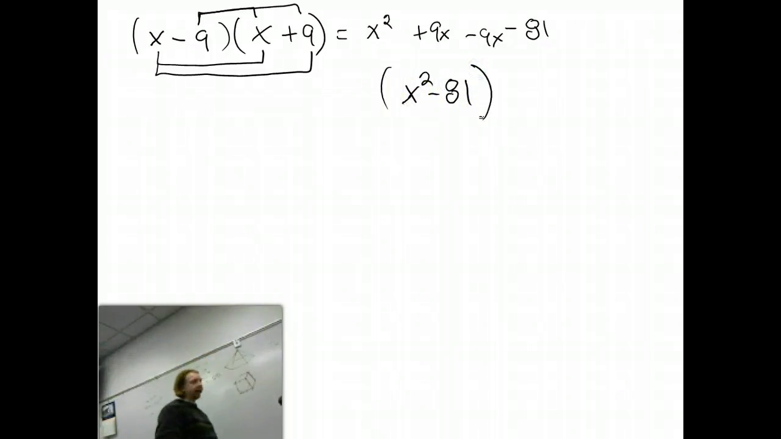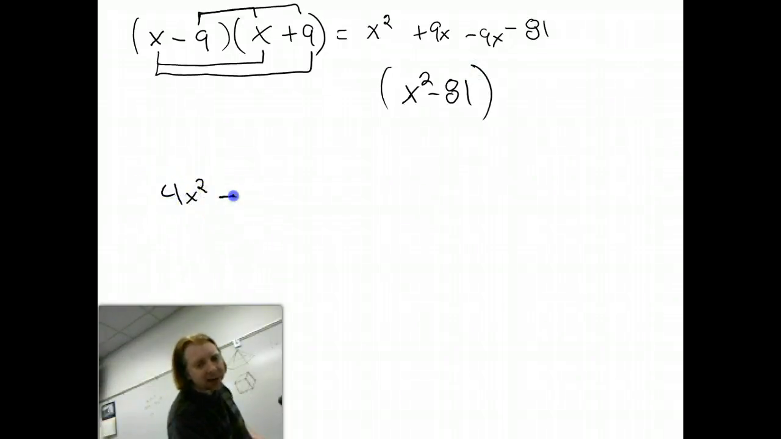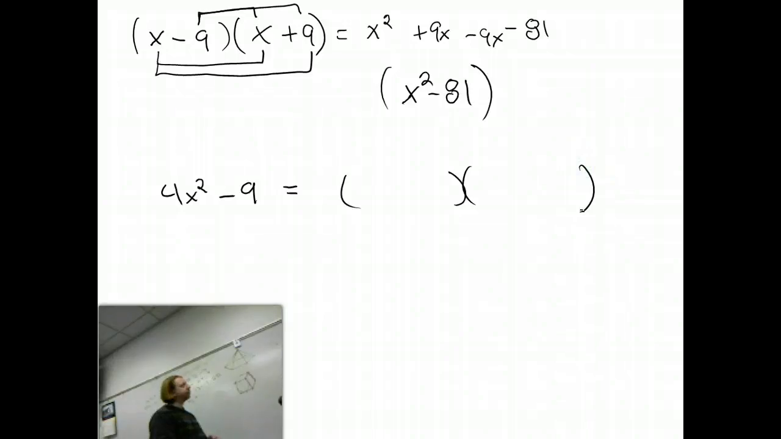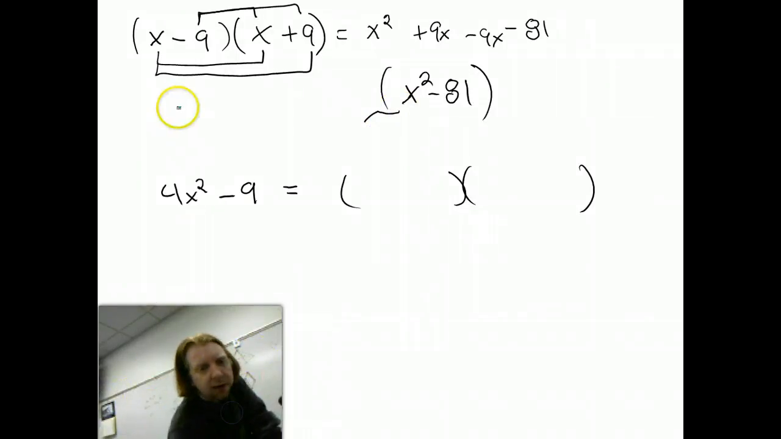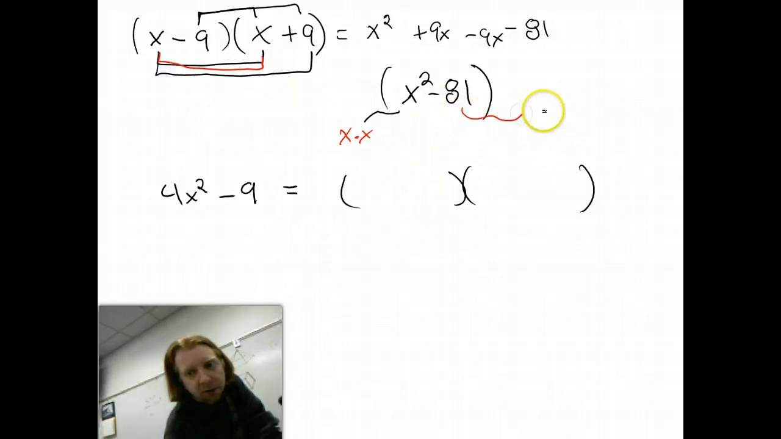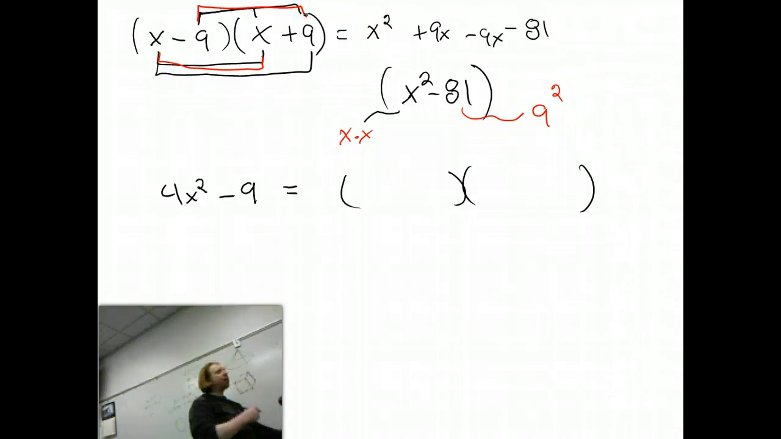So the challenge today is if I hand you something like this, 4x squared minus 9, can you tell me the original factors? What should go there? Here's the rule. This x squared, that is x times x, right? These guys? I got it. 81, that's 9 squared, right? 9 times 9? So let's use that property to go the other way.